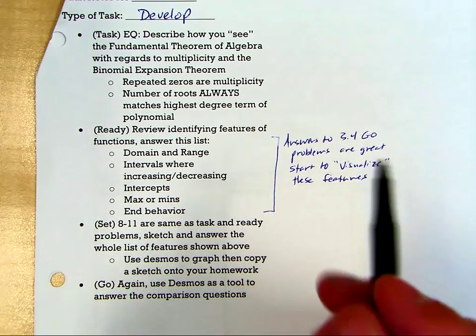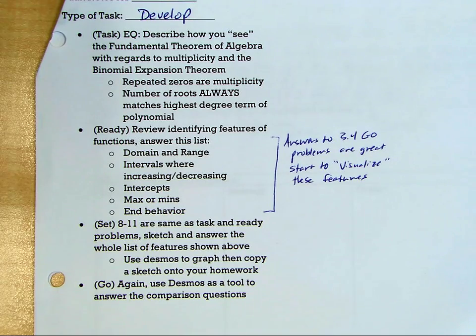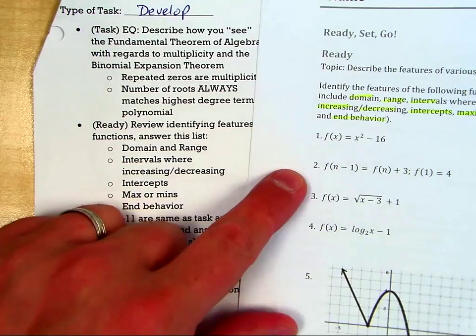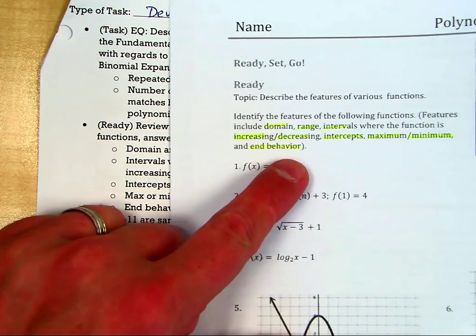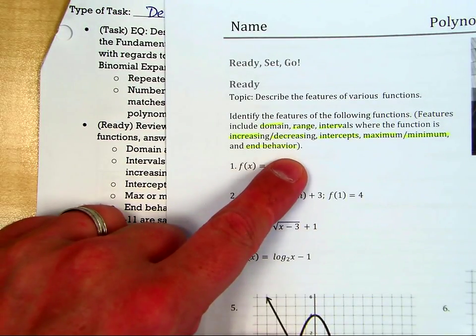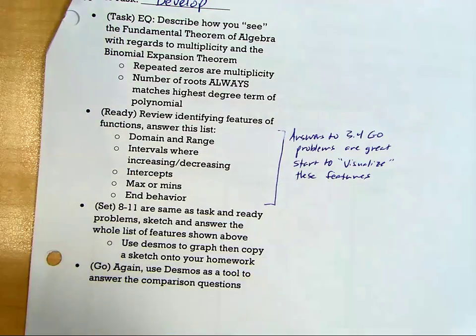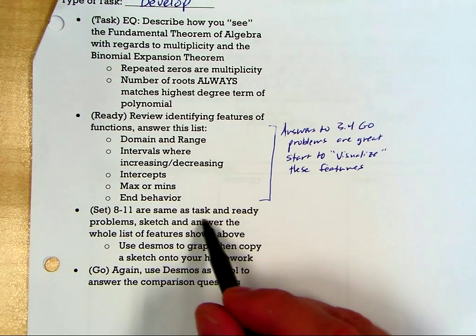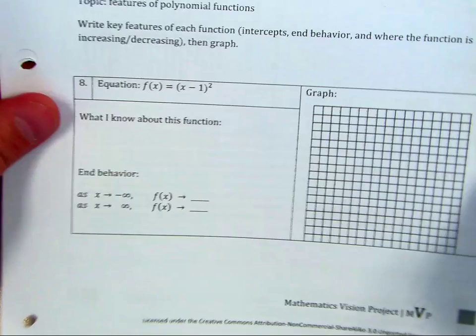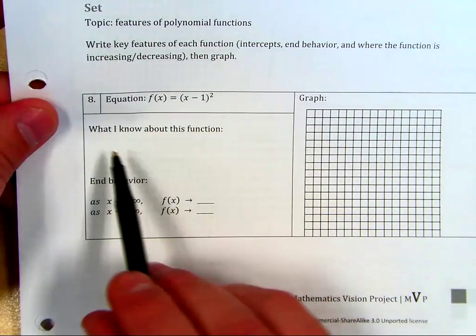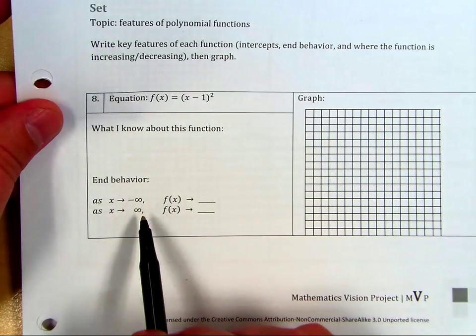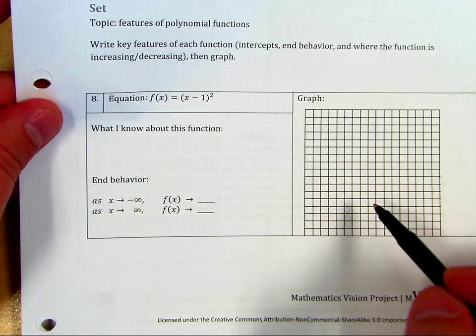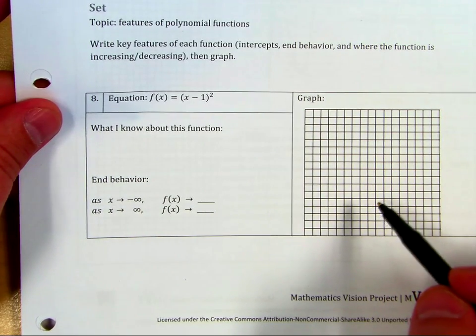On the ready problems, let me show you those ready problems again. These are very, very in detail, talking about these functions and listing off all of these features. This is a very, very tough part of the homework. Work really hard on this. Okay? The set problem, these are exactly like the task we did and the ready problems together. So like on this one, tell you everything you know, all the features of the function, including end behavior, and also graph it. So this is a really all-encompassing homework.